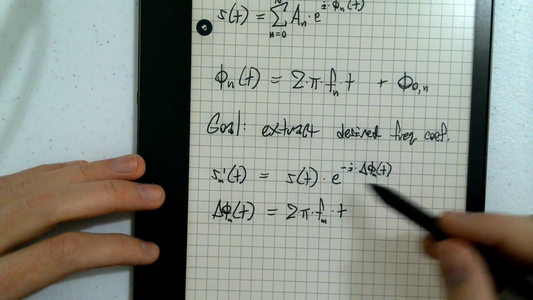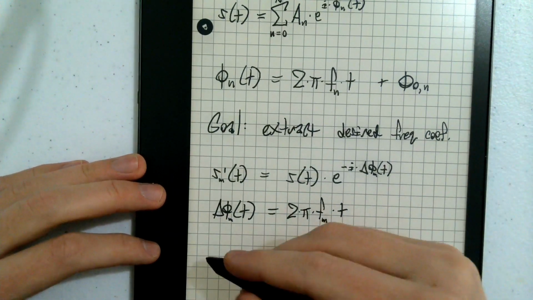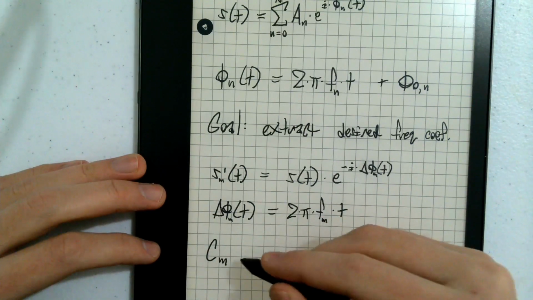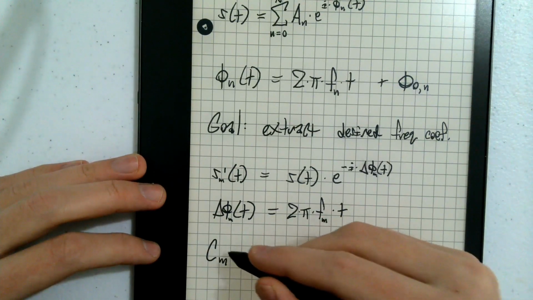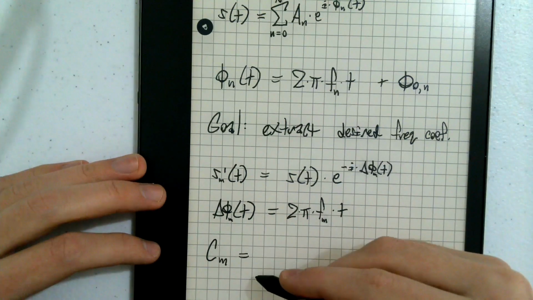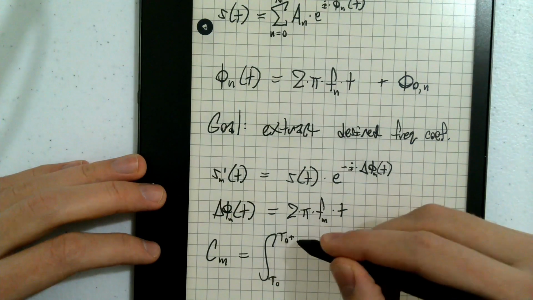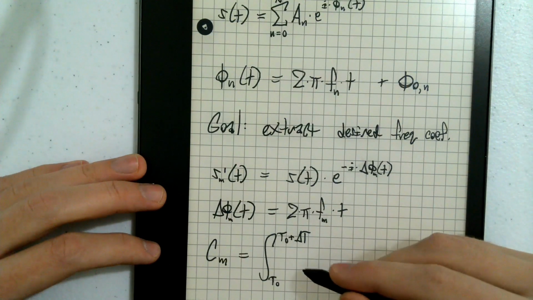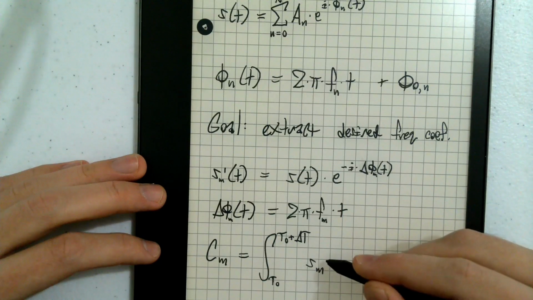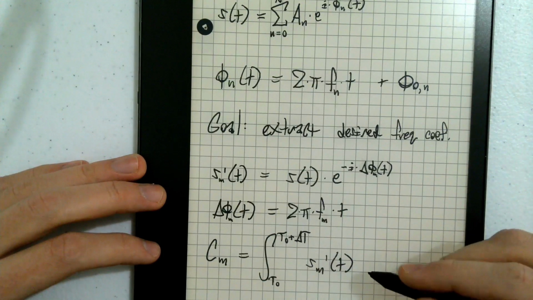So we have labeled everything with m that needs to be labeled with m, and then we can say coefficient at m is equal to the integral from some t naught to some t naught plus delta big T of s sub m prime of t with respect to t. And we can optionally divide that by delta big T, but we're not going to, just because it's all relative and we don't care, we just care about the empirical.